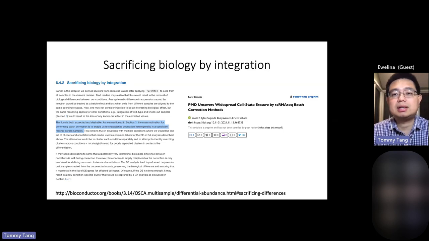So it's not always possible to have the balanced experimental design, as I said before. So integration really is sacrificing biology, right? So the main motivation for performing batch correction is to enable us to characterize population heterogeneity in a consistent manner across samples. In this paper, it showed that integration actually erases biological signals. So be careful when you use methods such as Harmony or methods within this R package.